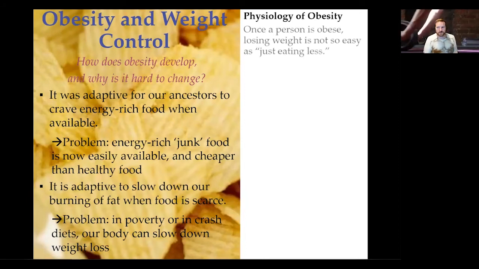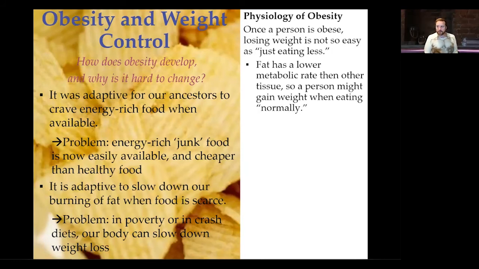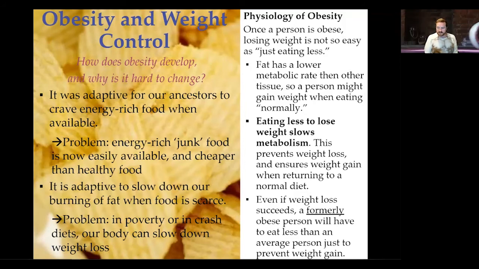The physiology of obesity. Once a person is obese, losing weight is not so easy as just eating less. Fat has a lower metabolic rate than other tissues, so a person might gain weight when eating normally. Eating less to lose weight slows your metabolism, so this prevents weight loss and ensures weight gain when returning to a normal diet. Even if weight loss succeeds, a formerly obese person will have to eat less than an average person just to prevent weight gain.